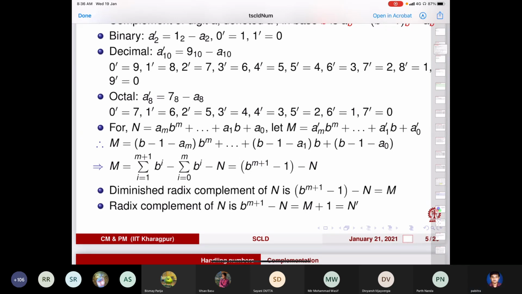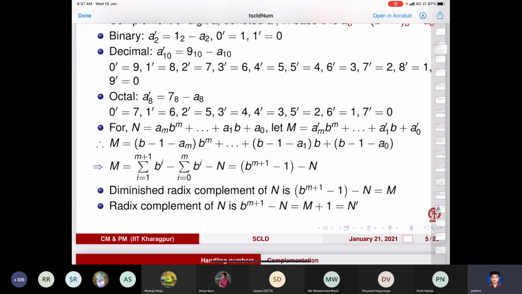Okay. So I'll not yet call m the complement of n. Rather, I would call m the diminished radix complement of n. And we call the radix complement of n, let's say we represent it by n prime, m plus 1. So you take the diminished radix complement of a number and just add 1 to it, and you get its radix complement.